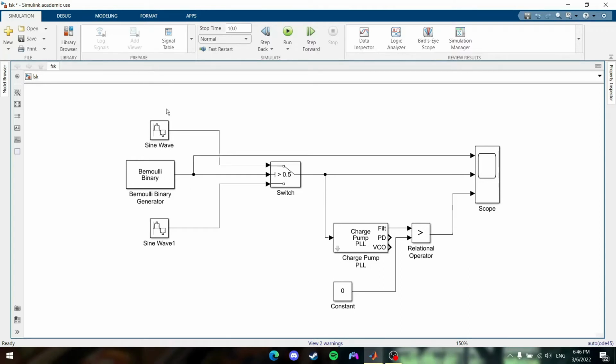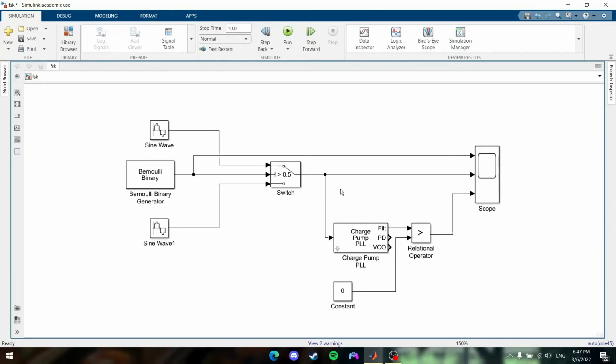The sine wave blocks here act as the frequencies for the signal. We use 2 here because there's going to be 2 different frequencies. We're going to check on that later. The input will go through the switch, where we set the threshold here as 0.5. So if the input is 1, the switch will allow the top sine wave to go through. And if the input is 0, it will allow the bottom sine wave to go through.